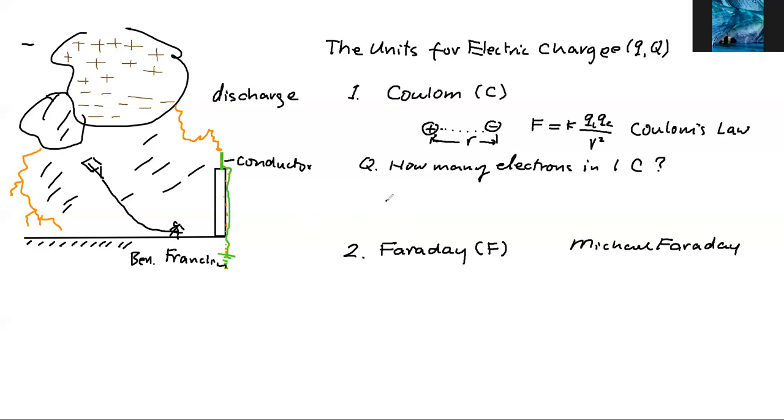Do you know the charge of an electron? How much charge does one electron have? Normally we represent the charge of an electron by the letter e, e for electron. Or if you prefer, we can use Q. E is fine. So one e is equal to this number. Actually, I can remember this number: 1.6 times 10 to the power of negative 19 coulombs.